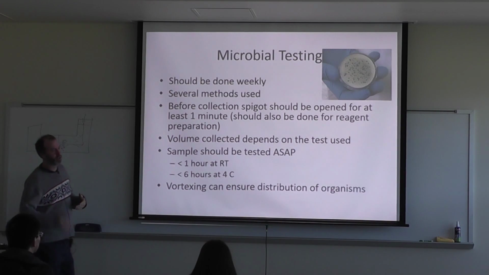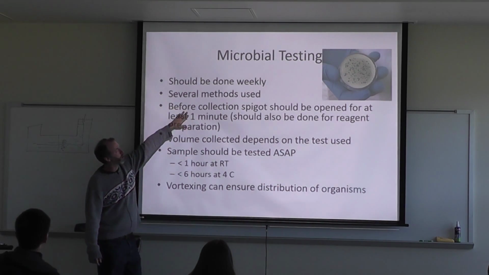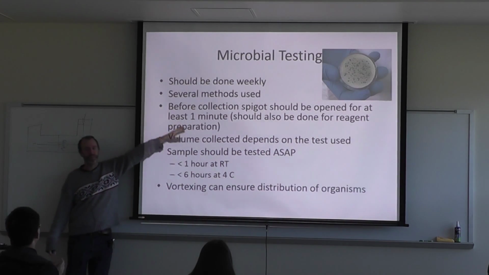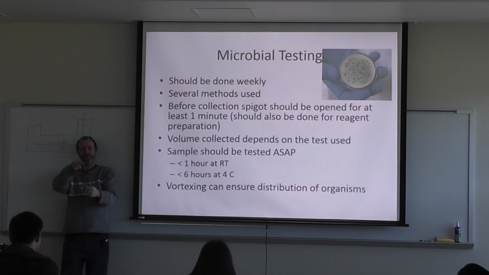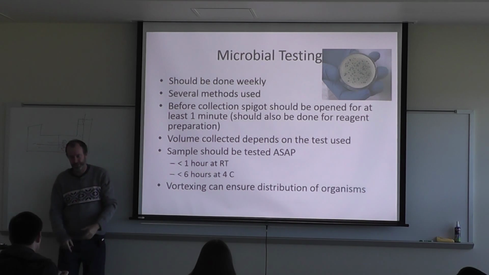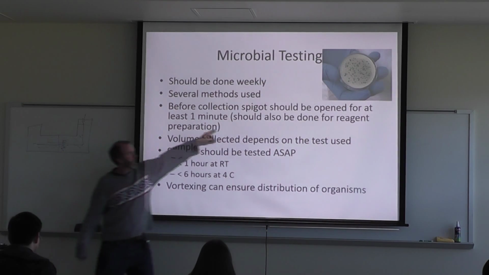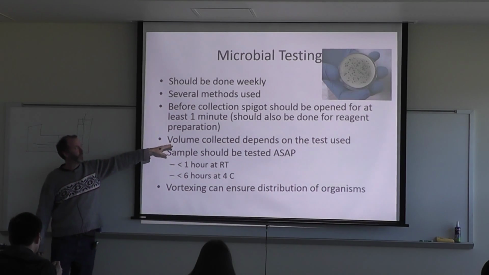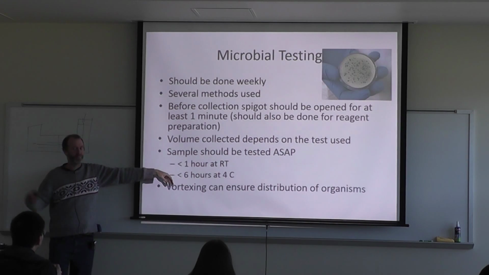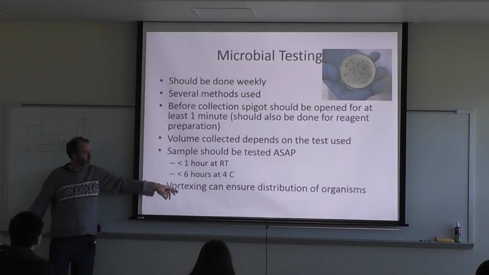Microbial testing should be done by the lab at least weekly, and there are several methods used. Before collecting, the spigot should be open for at least 1 minute. You want free-flowing water, right? You don't want to just test what's right at the spigot that's been stagnated. You want the free-flowing water like you would be using for reagents, and this should also be done for reagent prep. Volume collected depends on the test used. Samples should be tested as soon as possible, within an hour at room temperature, or you can put them in the fridge and test within 6 hours.